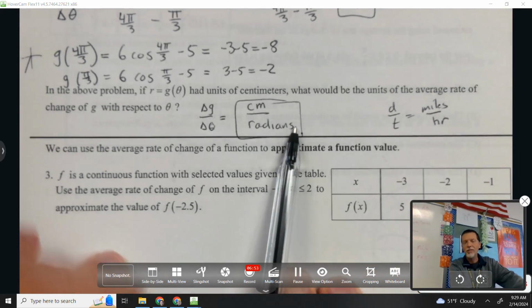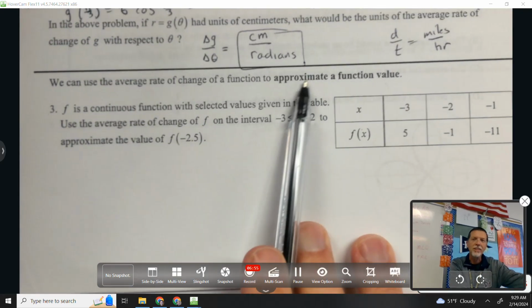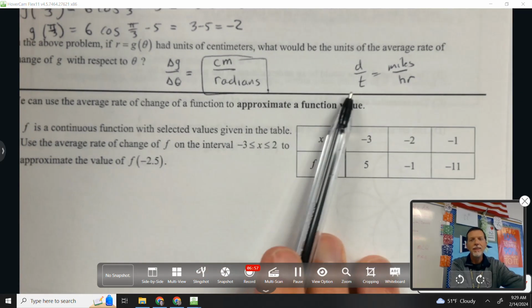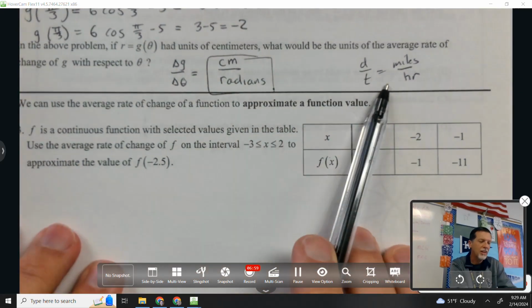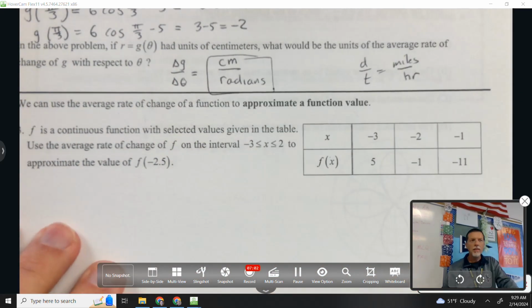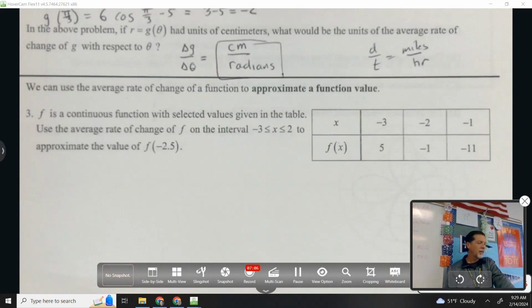So that's how I survived chemistry and physics in college. I figure it out without really understanding what's going on. Not the best way to go, but it gets the job done.